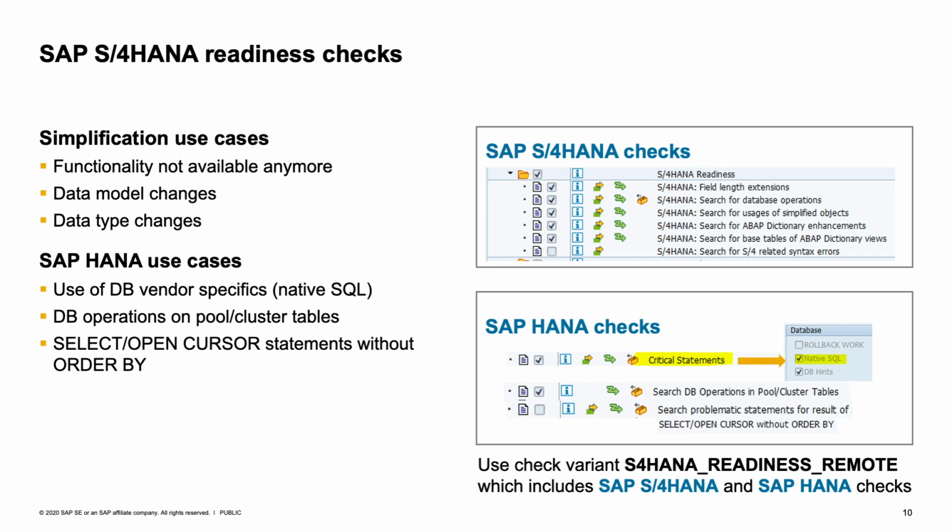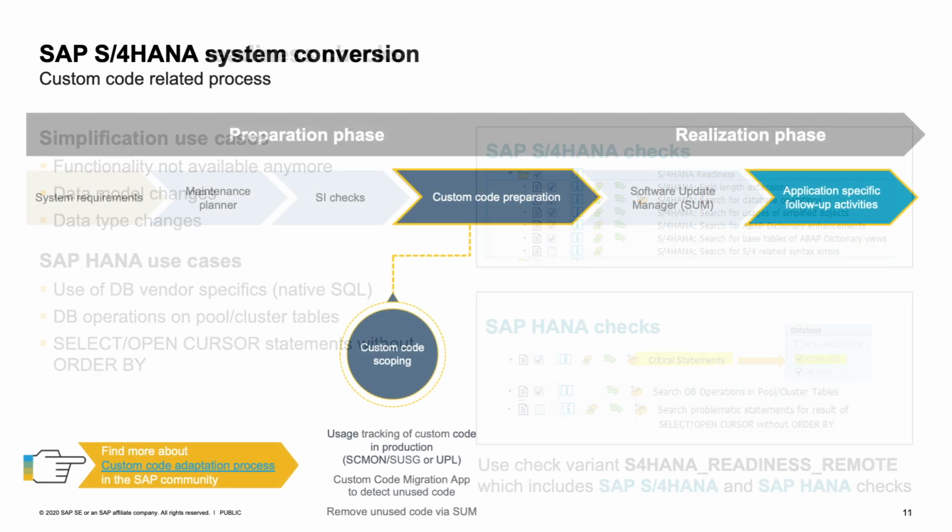S/4HANA checks cover so-called simplification use cases, which provide the checks for custom code which accesses functionality that is not available anymore in S/4HANA, or data model changes or data type changes. And SAP HANA use cases cover the HANA database use cases. Like, for example, if your custom code is using native SQL, or if you use database operations on pool and cluster tables, which were removed in S/4HANA, or if your custom code is using SELECT or OPEN CURSOR without ORDER BY.